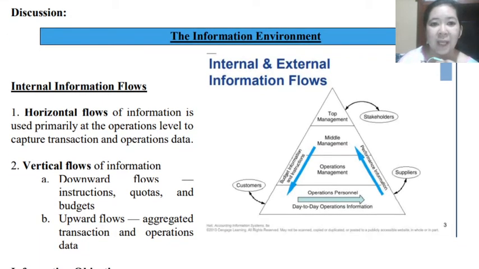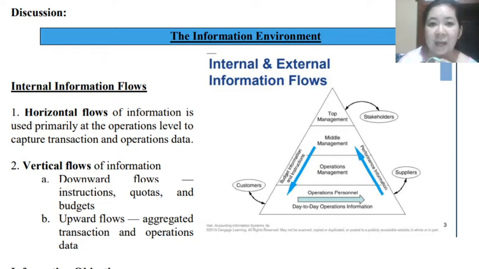We have 2 types of information flow: the internal and external information flows. For the internal information flow, we have the following. First is horizontal flow. When we say horizontal flow, this is the flow of information that is used primarily at the operation level. The main purpose of this is to capture transactions and operations data.